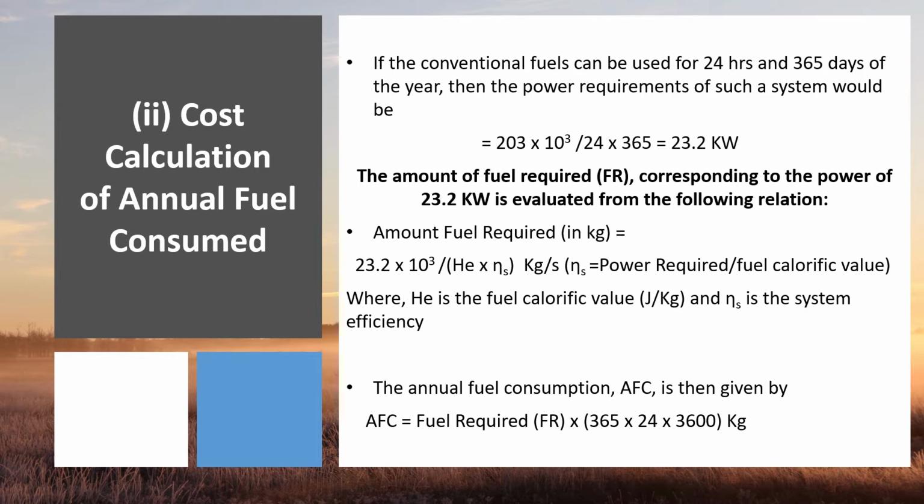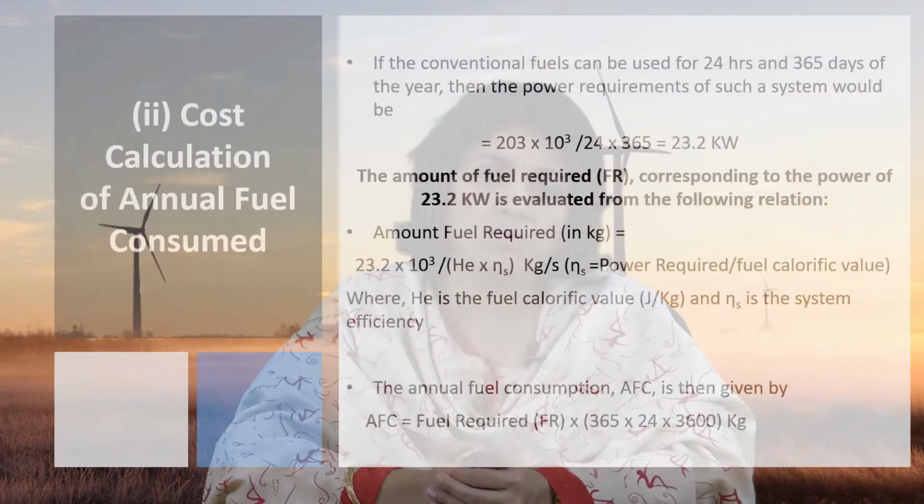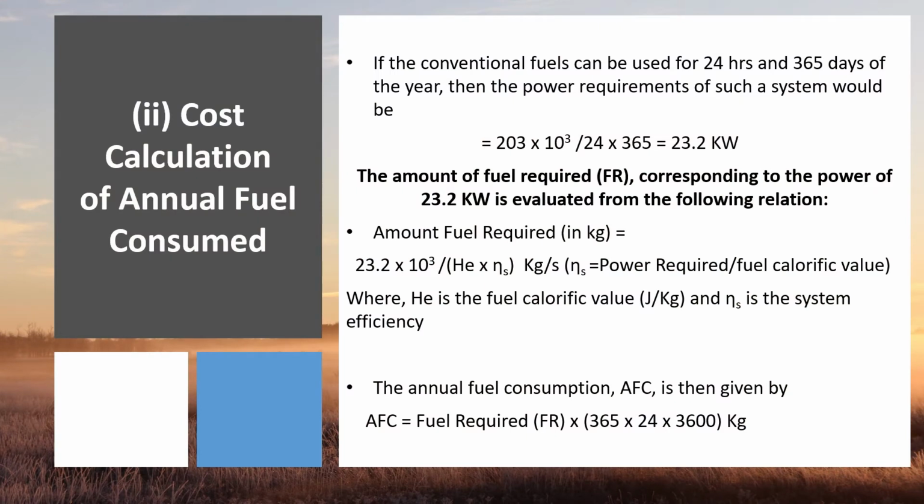The amount of fuel required corresponding to the power of 23.2 kilowatt is evaluated from the following relation. The amount of fuel required, in kg, equals 23.2 into 10 to the power 3 divided by HE. HE here is the fuel calorific value and system efficiency. Then we calculate the annual fuel consumption. It is equal to fuel required in kg into 365 into 24 into 3600.